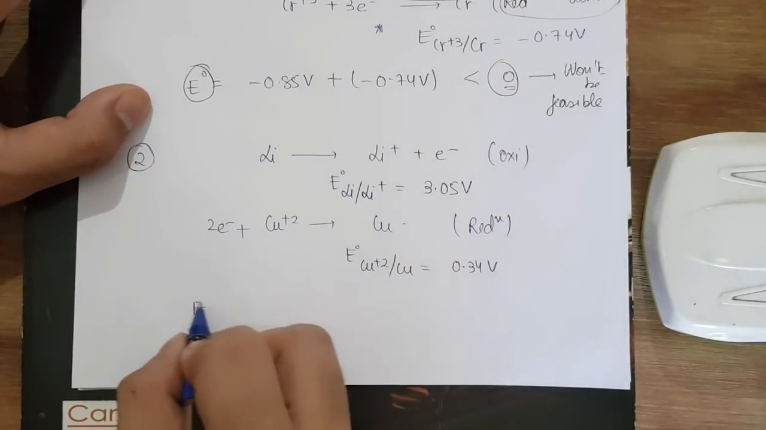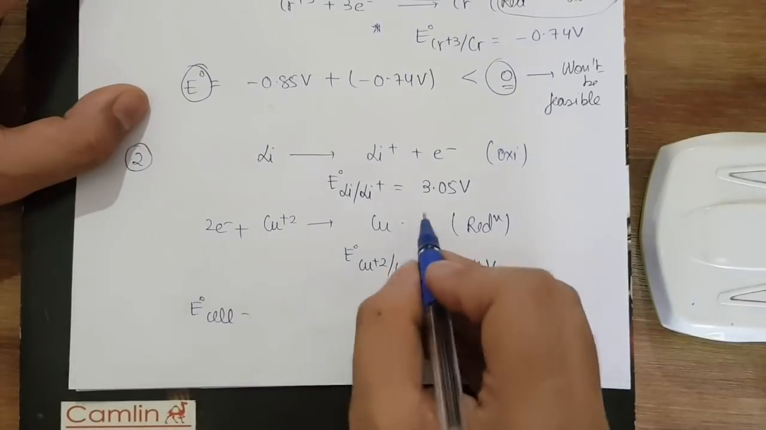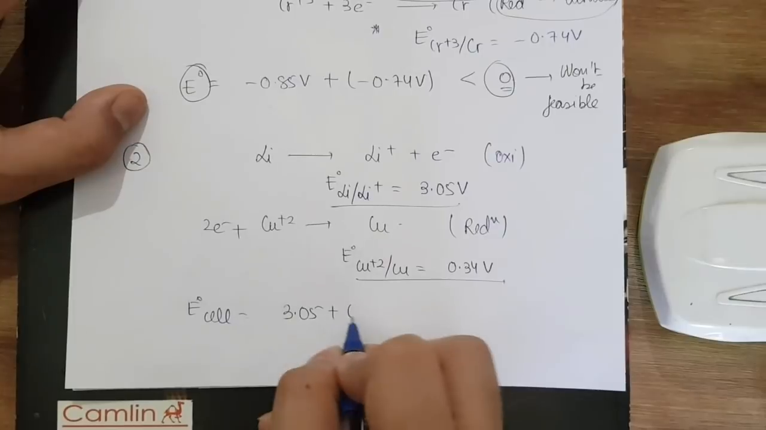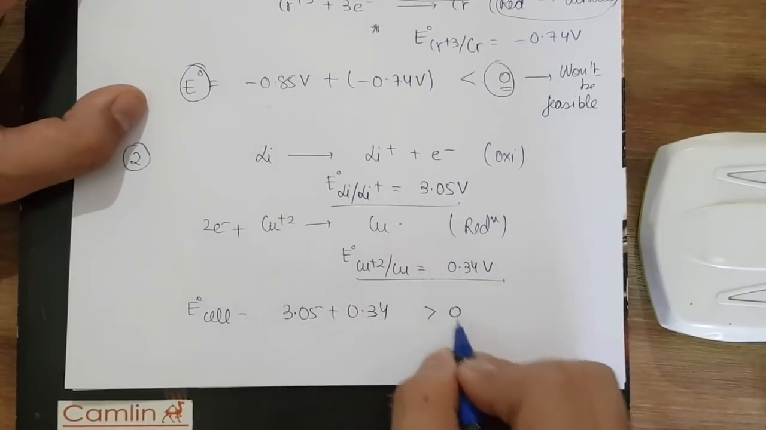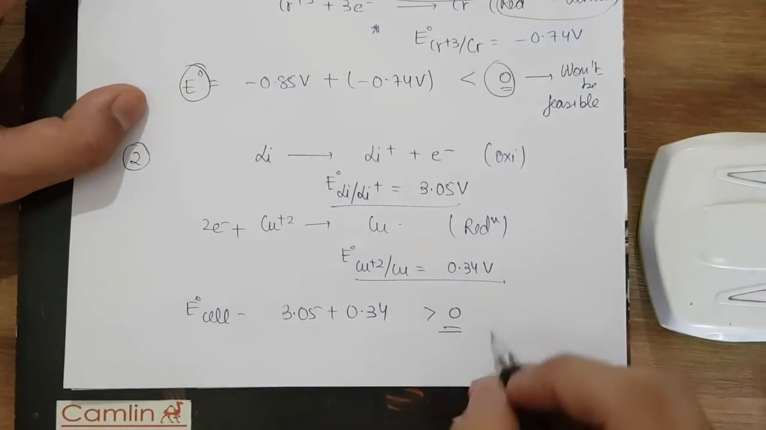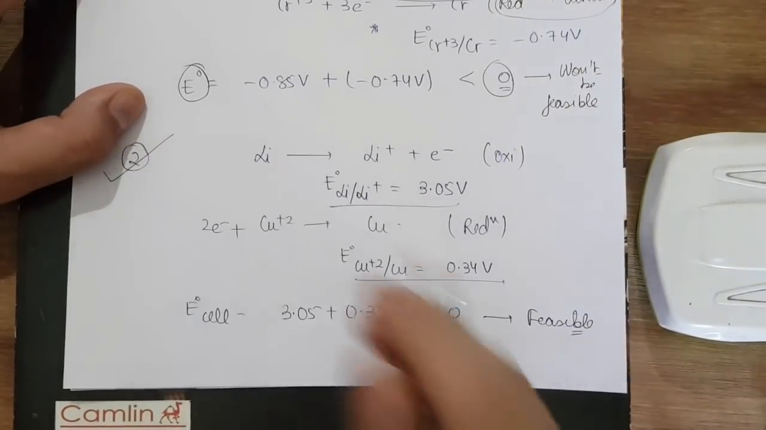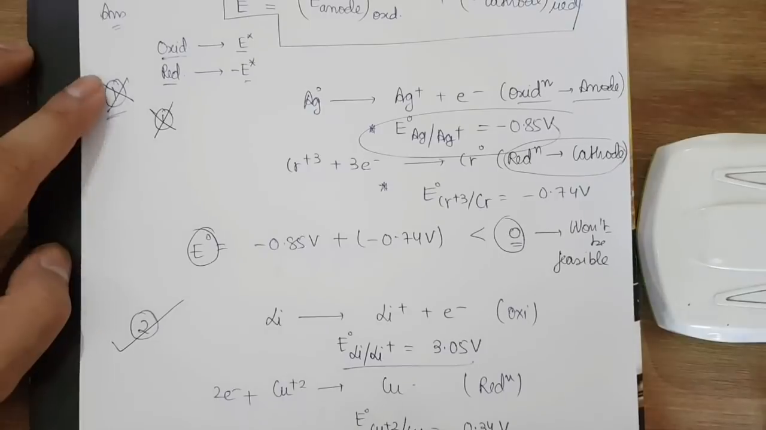Now the net E naught of the cell is the addition of oxidation plus reduction. So that is equal to 3.05 plus 0.34, which is greater than 0. So this reaction is feasible in nature, and the second reaction is feasible. The first reaction is not feasible.